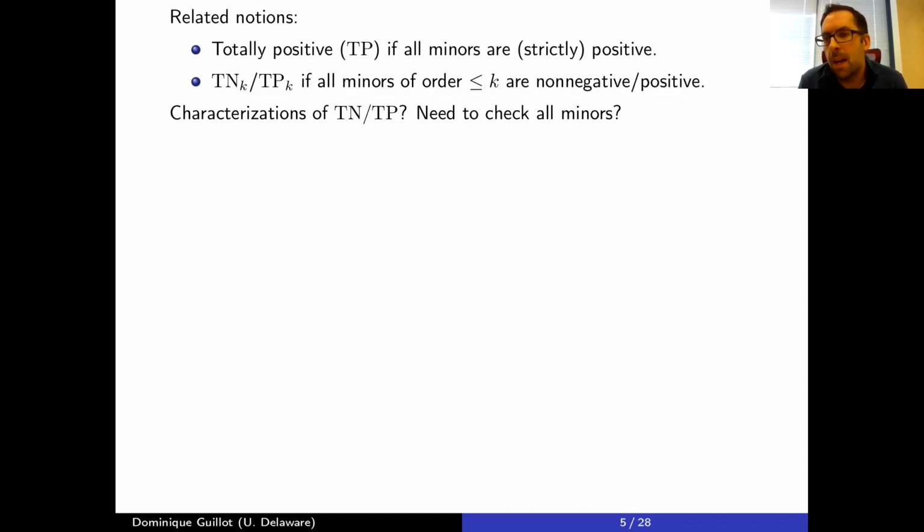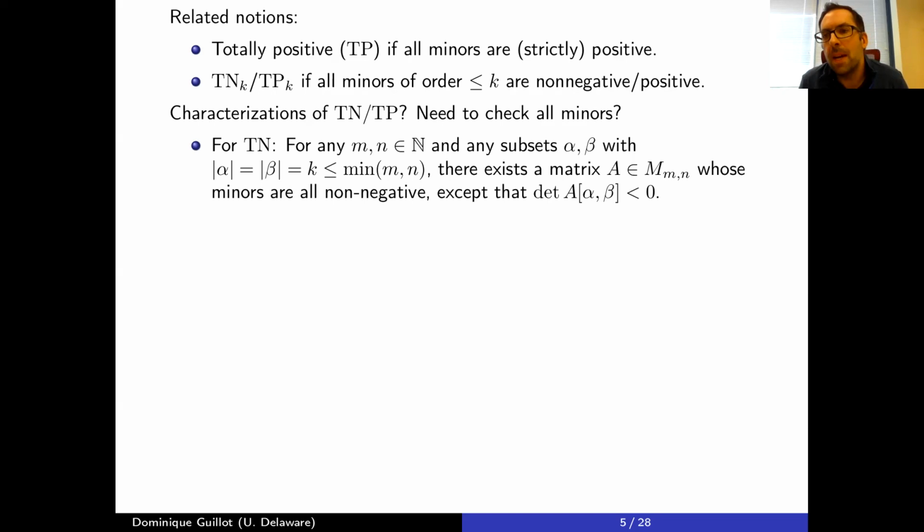In case you're seeing this for the first time, maybe you're wondering how am I going to check for this property, because there are lots of minors that one needs to verify. And especially if you remember, for positive semi-definite matrices, we don't have to check all the principal minors. We can just check the leading ones. So maybe there's something similar for totally non-negative or totally positive matrices. Unfortunately, for totally non-negative matrices, not really, because if you pick any indices for a minor, like the location of some minor, I claim I can build a matrix for which this particular minor will be negative, but all the other ones will be non-negative. So you really need to check all of them if you want to check for total non-negativity.